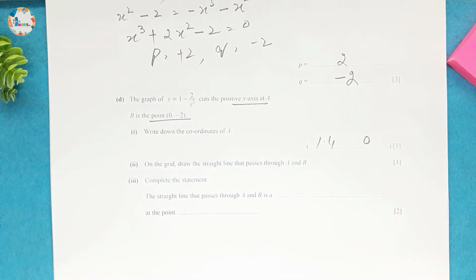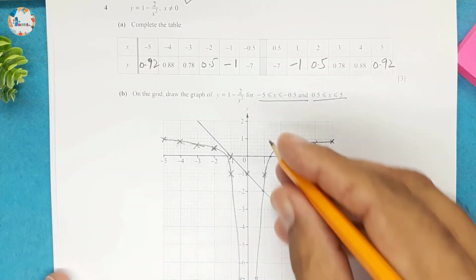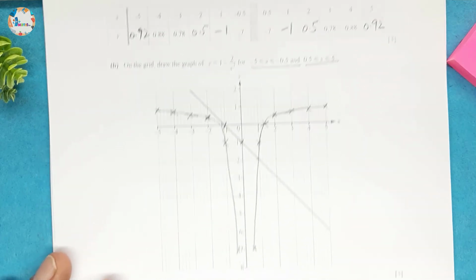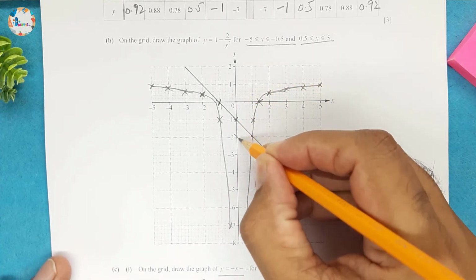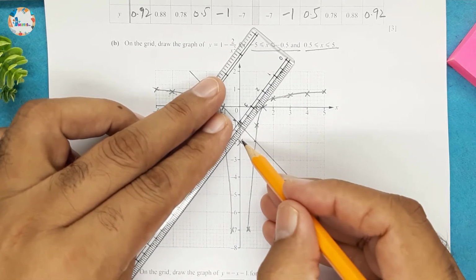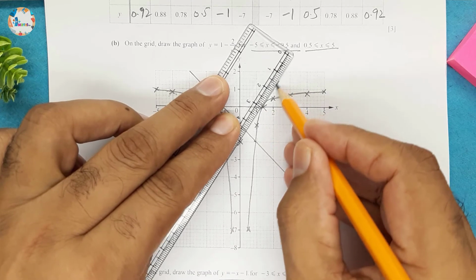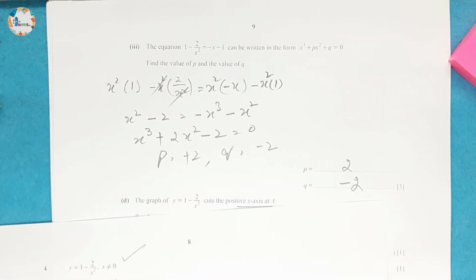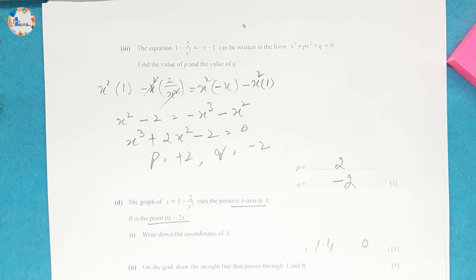On the grid, draw the straight line that passes through A and B. So B is basically this point, 0 and minus 2. So A point is this and B point, they are saying 0 and minus 2. So 0 and minus 2 will be this point. We have to draw a straight line between these two points. So after drawing this line, we are supposed to answer.